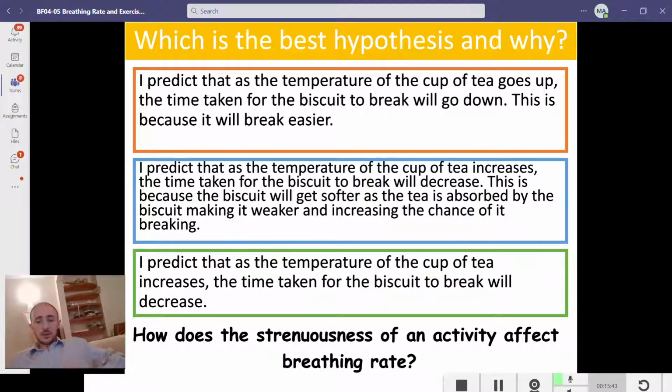So, what I'd like to see in your books is a hypothesis for that question at the bottom. So I predict that as strenuousness of an activity increases, breathing rate will what? And why?